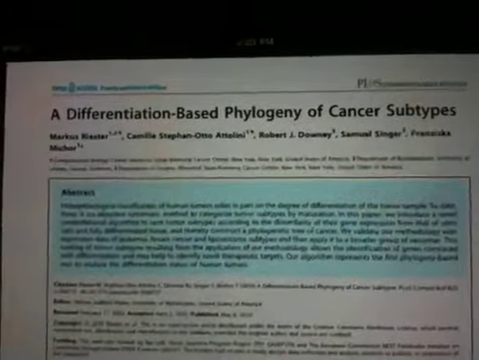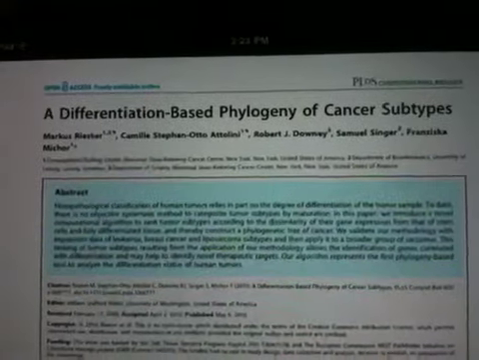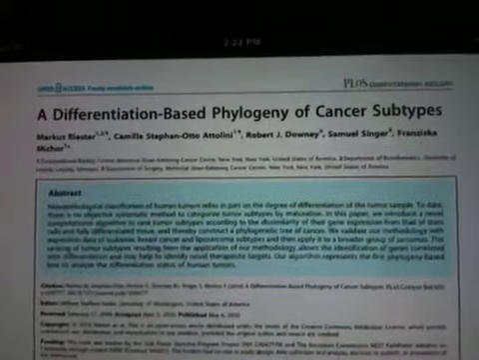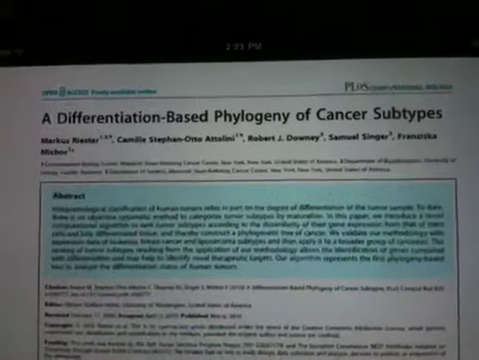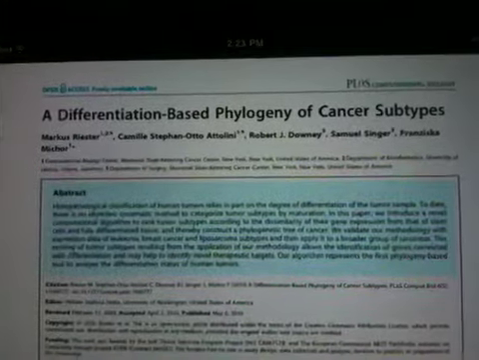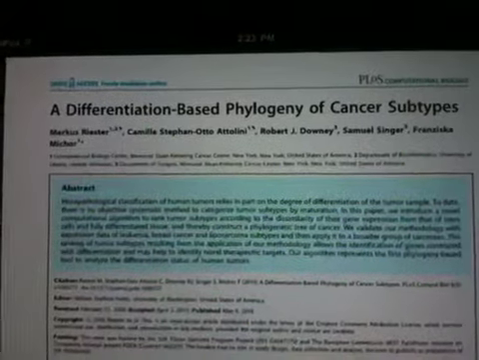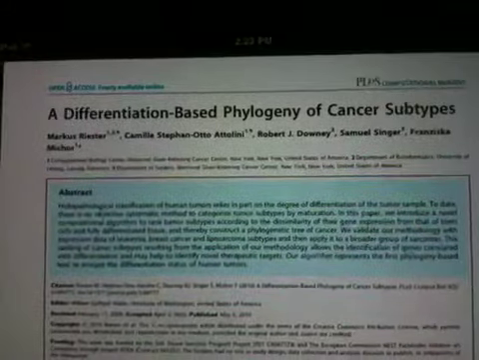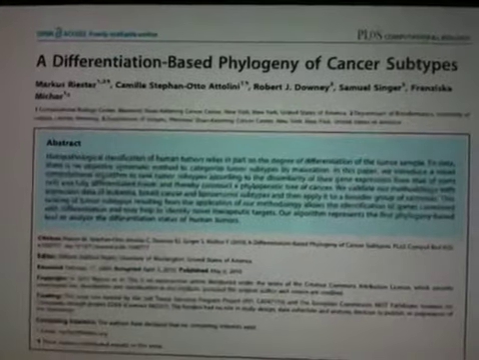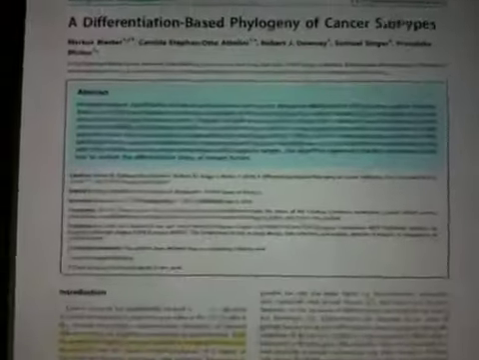sarcomas. This ranking of tumor subtypes, resulting from the application of our methodology, allows the identification of genes correlated with differentiation and may help identify novel therapeutic targets. Our algorithm represents the first phylogeny-based tool to analyze the differentiation status of human tumors.